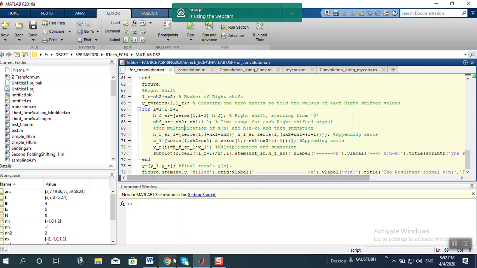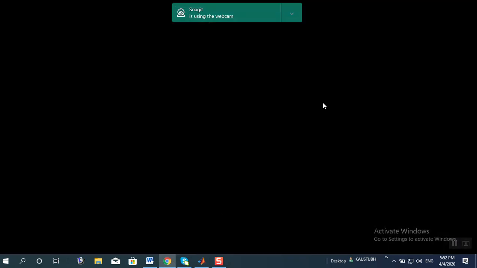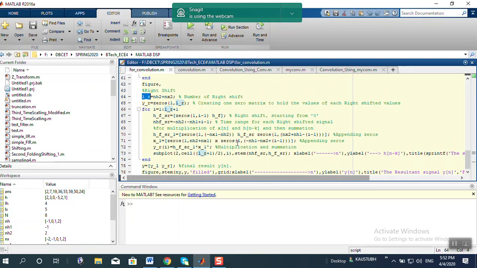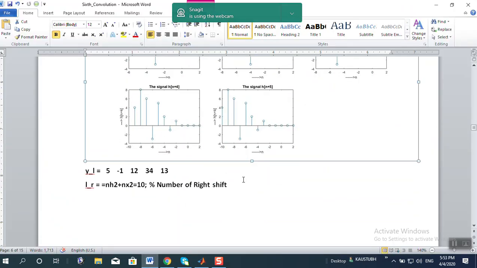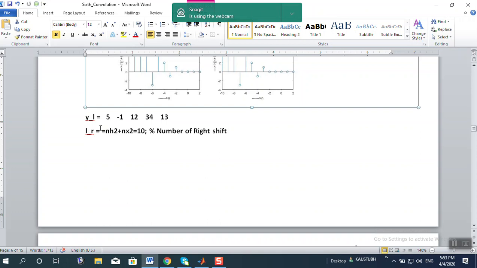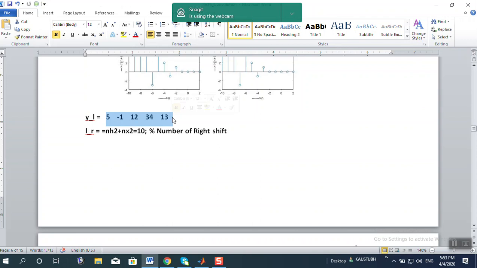So how many left shifts? 10 left shifts. So y l comma r will be 10 in this given example. So therefore there will be 10. You see. Okay, finally your y of l left shifted values will be 5, minus 1, 12, 13, 34, 13.